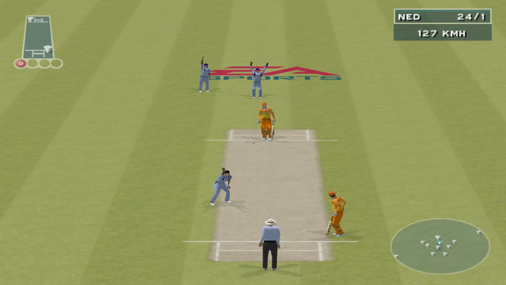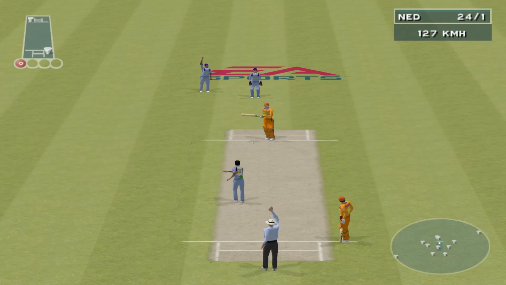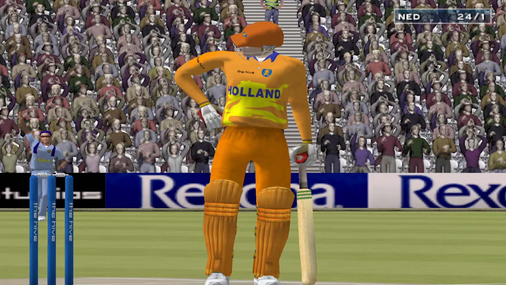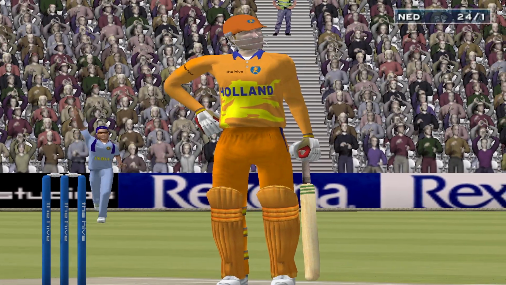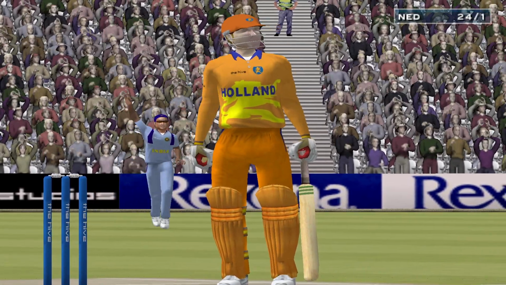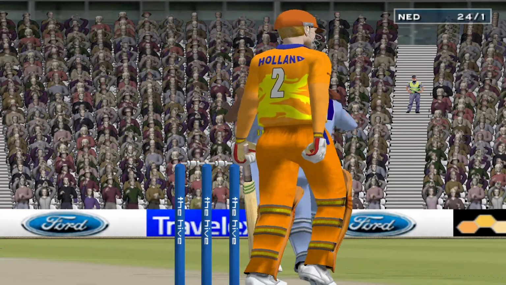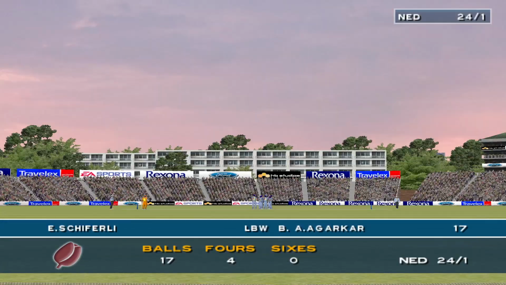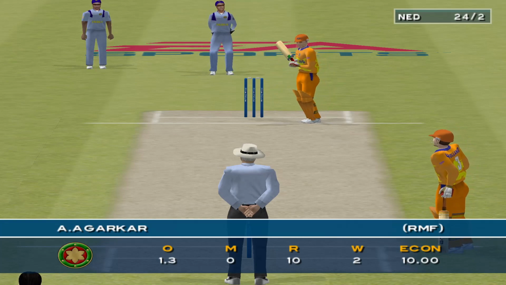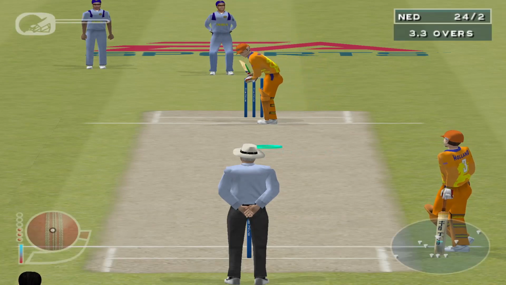Oh, big shout for that one. And the umpire's given it. A difficult decision for the umpire there. Agaka gets his second wicket. Let's see the action replay of that. Schifferli goes for 17. He doesn't look too happy with that decision.